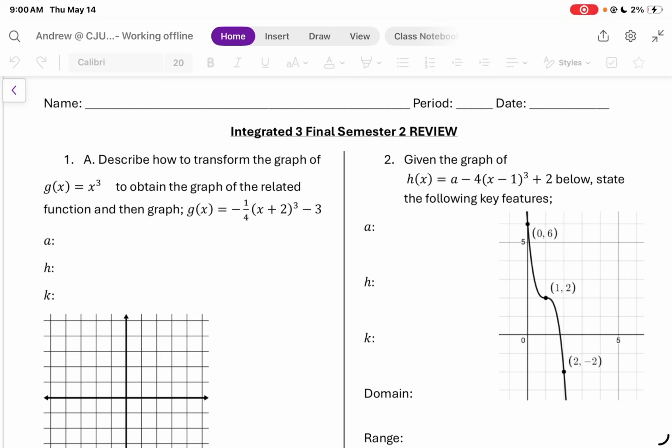And here's the Integrated 3 Semester 2 Final Exam Review. So first we're going to describe the transformation in terms of finding a, h, and k.